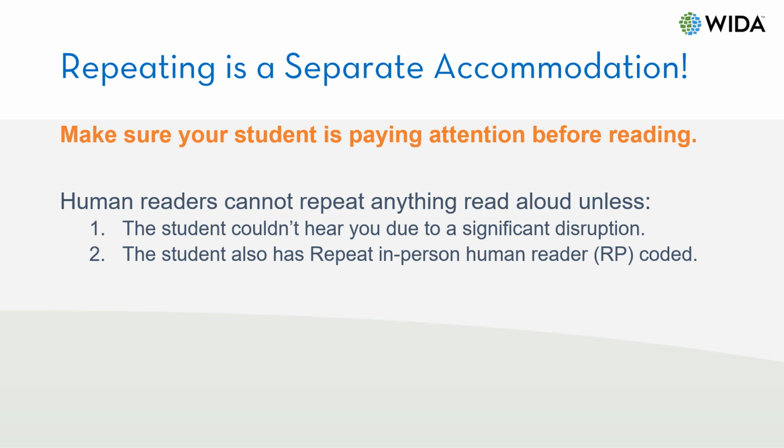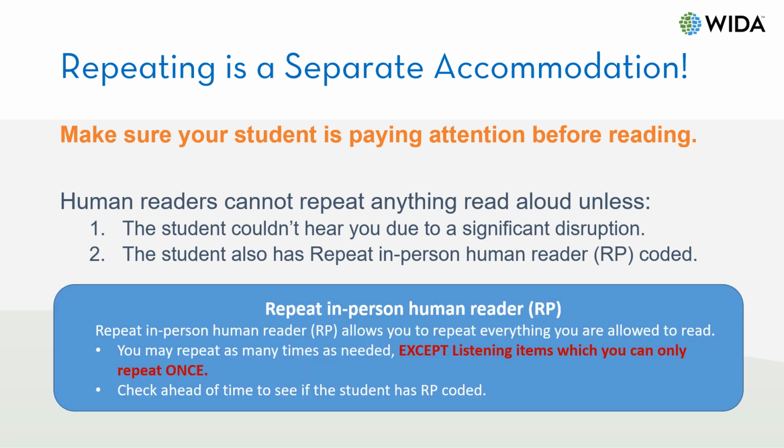You repeat everything else as many times as your student asks, except listening items. Listening items can only be repeated one time. Make sure that the student is listening and/or looking when you repeat. Make sure you know ahead of time if the student has RP coded or not.